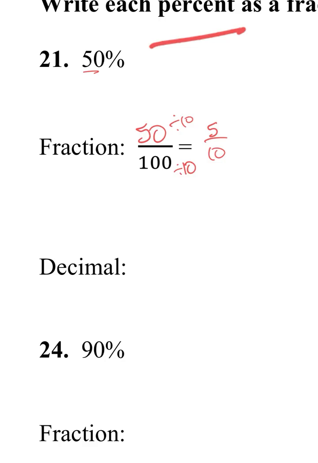Is there another number that will divide both 5 and 10 evenly? Another number that will divide 5 and 10 evenly is 5. So 5 divided by 5 is 1, and 10 divided by 5 is 2. So 50/100 is the same as 1/2.